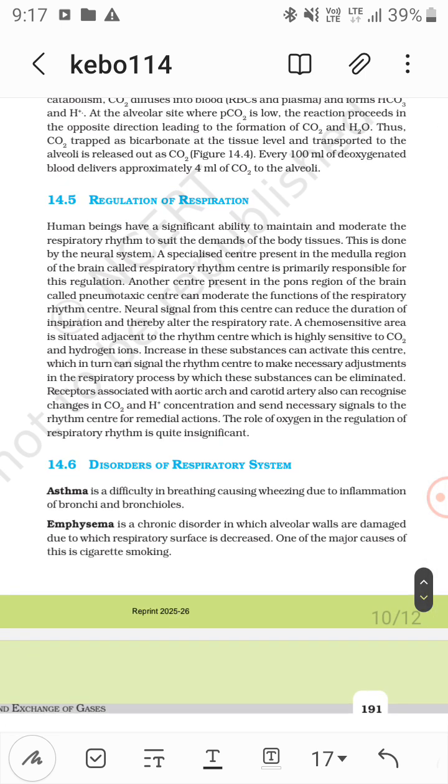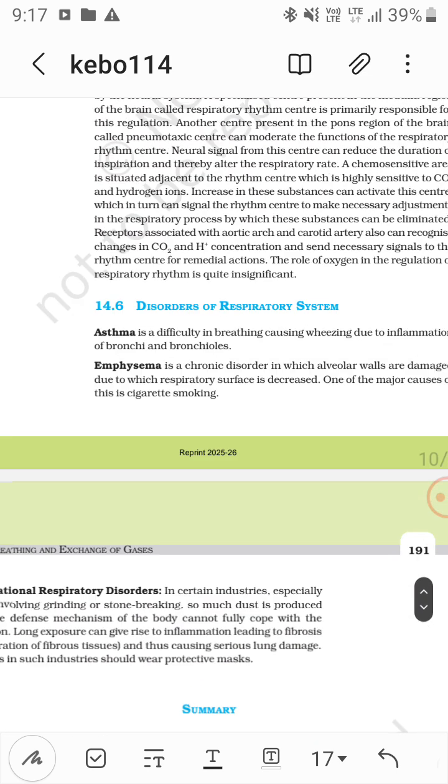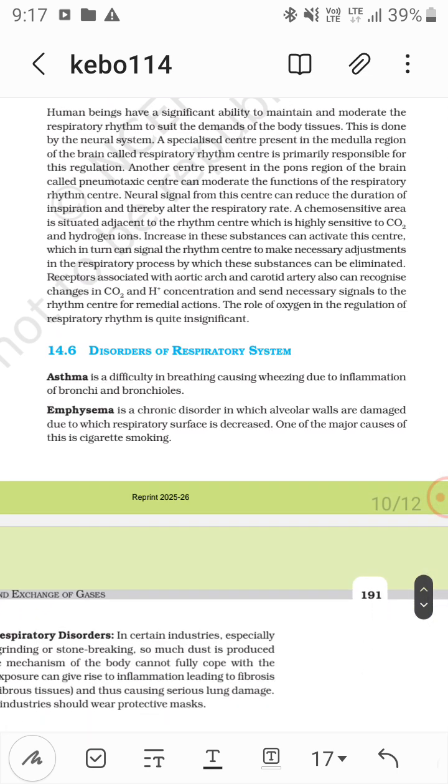The role of oxygen in the regulation of respiratory rhythm is quite insignificant. Now there are disorders. So, disorders of the respiratory system.